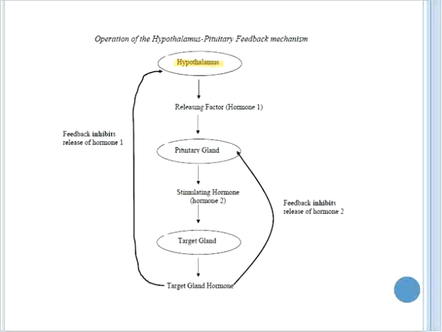The hypothalamus releases a hormone, a releasing factor. This hormone will affect the pituitary gland. In turn, the pituitary gland will then release another hormone, which will be stimulating, which will affect its target gland, which then in turn would cause release of that target gland's hormone.